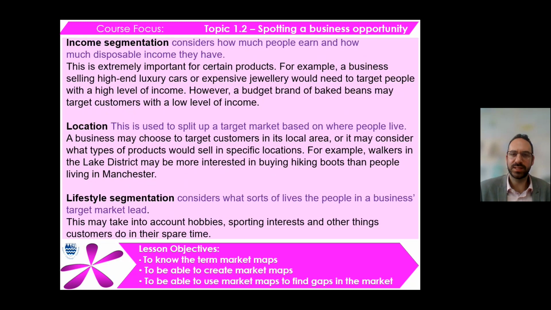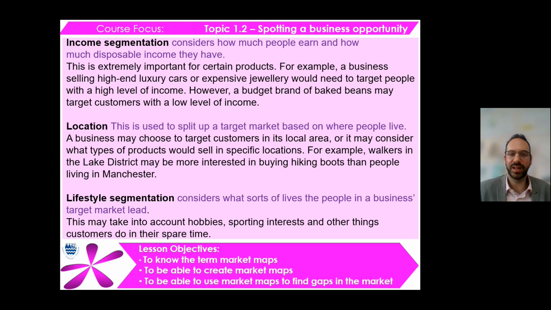So income segmentation considers how much people earn and how much disposable income they have. When we talk about disposable income, it's about how much money they have just to spend on luxury goods or things that aren't necessities. But especially in a cost of living crisis, you probably still will consider how much disposable income someone has, because if they can buy a bag of 50p rice from Aldi versus a £2 bag of rice from Sainsbury's, that might be a factor in what decides where they're going to go shopping. So it's really important in certain products.